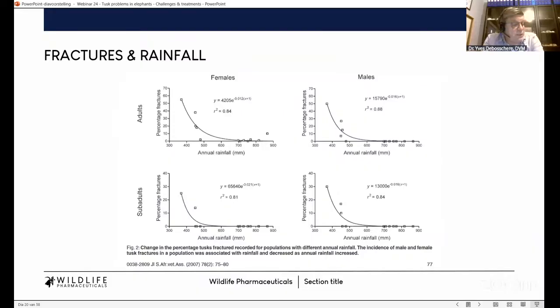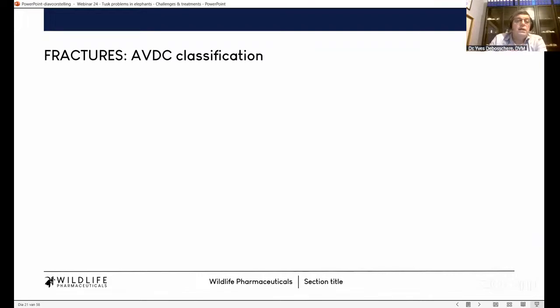So we don't know. Has that to do with humidity? Has that to do with nutrients, with fluorosis, with behavior problems? That is something we don't know. So if we see fractures, we have to classify them. And for the classification, there is a big discussion happening now between the dental vets or the treating vets of elephants with tusk and molar problems on how we should name it.